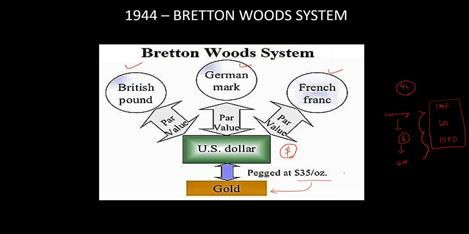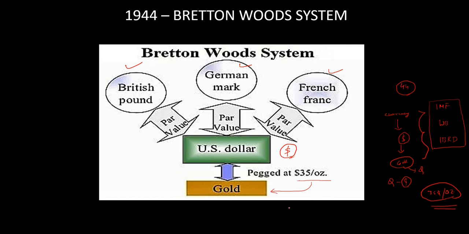Now, this remained fine if the quantity of dollars remained constant, because gold anyway was limited. The quantity of gold was limited. So if the quantity of dollars was kept in check, then this ratio, that is $35 per ounce, remained valid. But it seems that the USA failed. The USA had to take steps which destabilized this ratio, this $35 an ounce ratio.